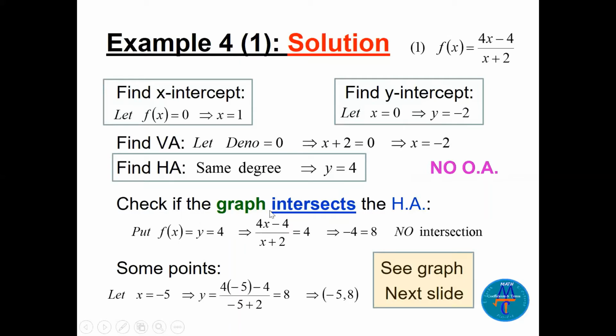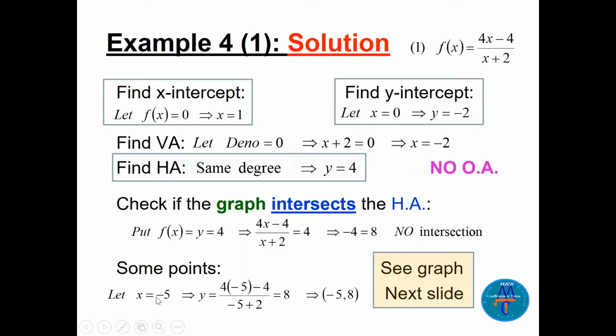Check if the graph intersects the horizontal. See the horizontal, I found 4. So I put 4 equals the function itself, always. So I put f of x is equal to y equals 4. 4 is coming from the horizontal. If I cross multiply, 4x will be canceled. So minus 4 is equal to 8. Not logical, not correct. Minus 4 is equal to 8, not correct. So no intersection. The graph will not intersect the horizontal.